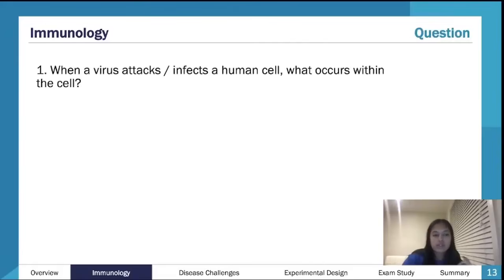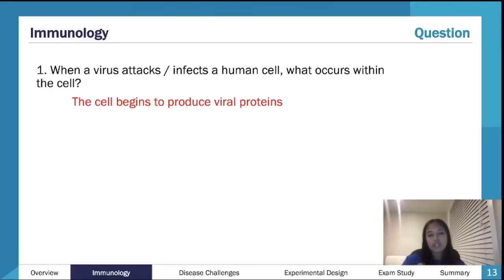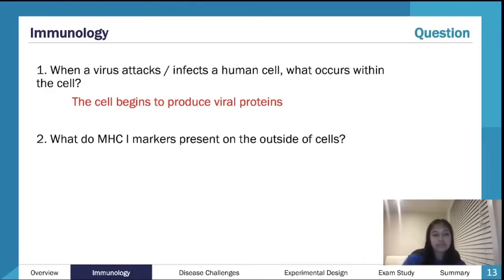Okay, so to get us thinking, when a virus attacks or infects a human cell, what occurs within the cell? So again, think about your viral particles. Think about what our definition was. So an obligate intracellular pathogen. I was thinking parasite. Yeah, obligate intracellular pathogen. So we're going in a cell and we're basically hijacking that machinery. So we are undergoing transcription, we're undergoing translation, and that cell, so our human cell, will begin to become basically a virus making factory. So MHC1 markers, what they present on the outside of cells.